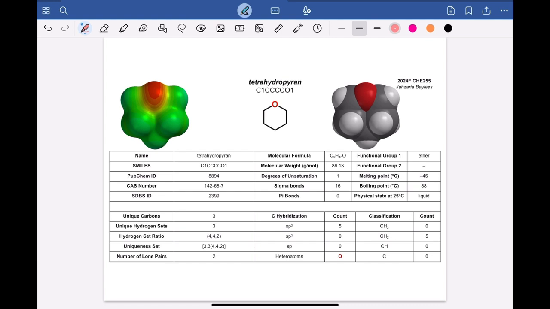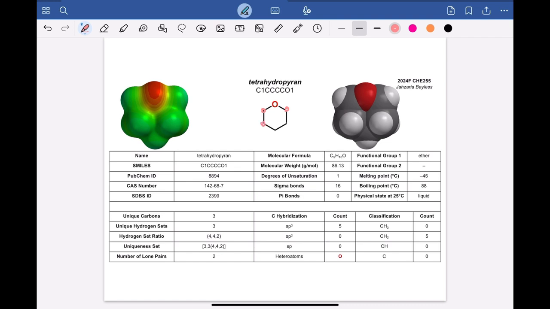If you decide to run this molecule through a carbon NMR or hydrogen NMR, you will be able to see the uniqueness of the carbon and hydrogen atoms in this molecule. Although tetrahydropyran has 5 carbons, it only has 3 unique carbons. If you look at this carbon and this carbon, you will see that they're both bonded to the oxygen, which means that they will show the same signal in a carbon and hydrogen NMR.